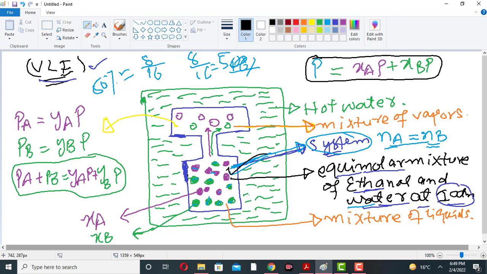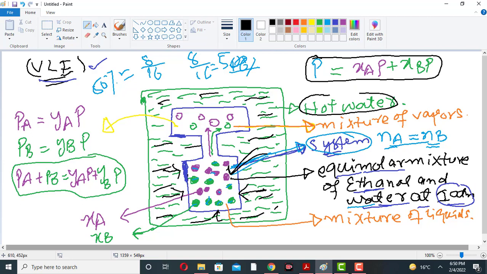Now suppose we put this system in hot water. This is the hot water in which we place our system. Something will occur: the system will absorb some heat from the hot water. When the system absorbs heat, this liquid mixture will convert into vapor. So in the space above there will be vapor of water and vapor of ethanol.